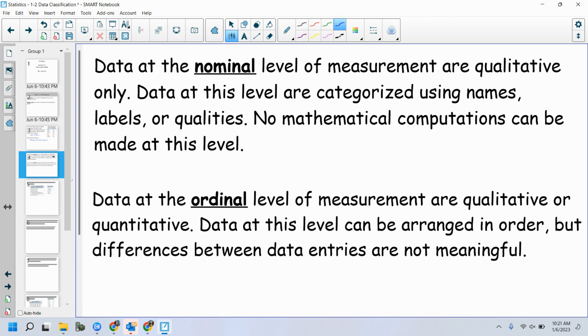Root word there, order. Right? Data at the ordinal level of measurement are qualitative or quantitative. I could have quantitative or qualitative data. The sticking point here is that data at this level can be arranged in order, but differences between the data entries are not meaningful. So here's what I mean by that.